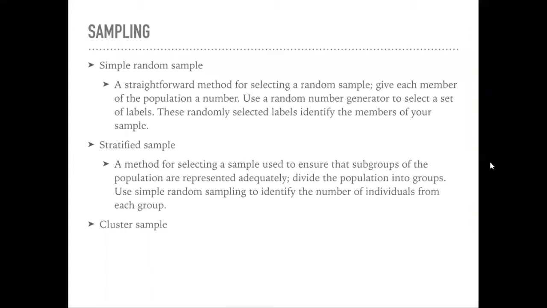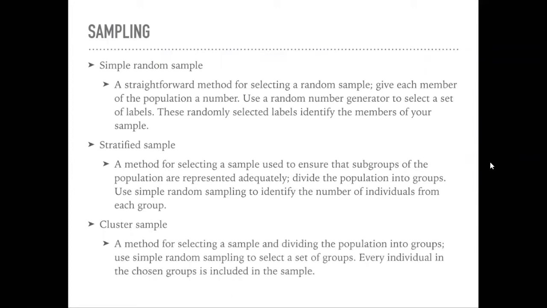Now, the next type of sampling is often confused with stratified sampling. With stratified sampling, we have subgroups, and then we use just a few from every single subgroup. With cluster sampling, we again have some subgroups. So this is a method for selecting a sample where you're dividing the population into groups. We use simple random sampling to select a set of groups, and every individual in the chosen groups is included in the sample. So here we have our subgroups, and we give each of them a number. We use simple random sampling, and we pick maybe 3 of them, and we use every individual in those 3 subgroups, and we don't use any of the other subgroups.